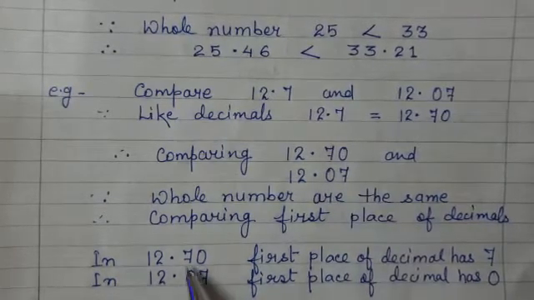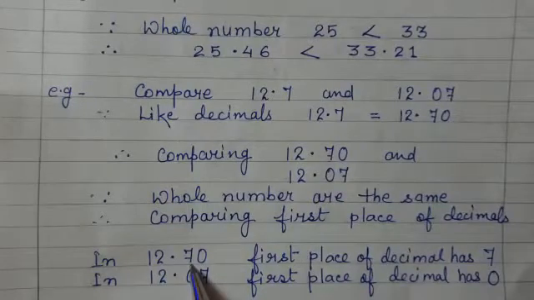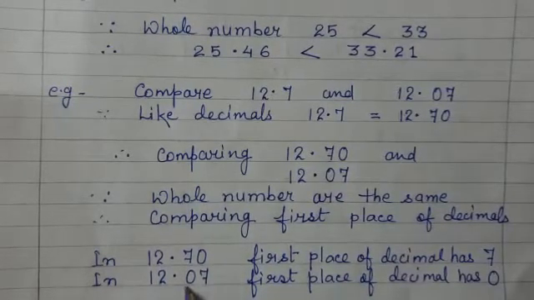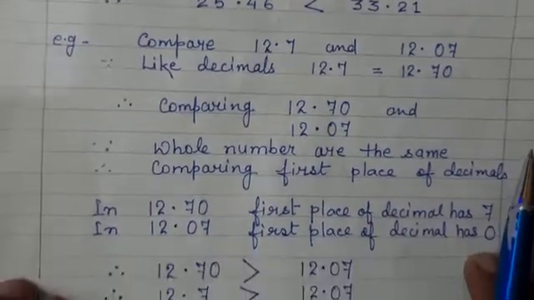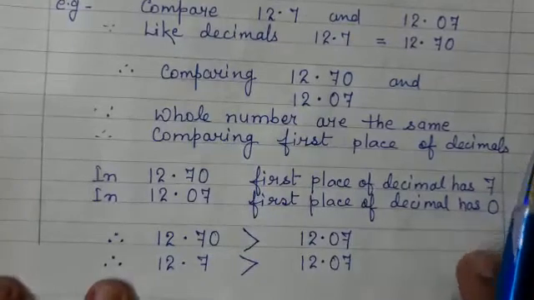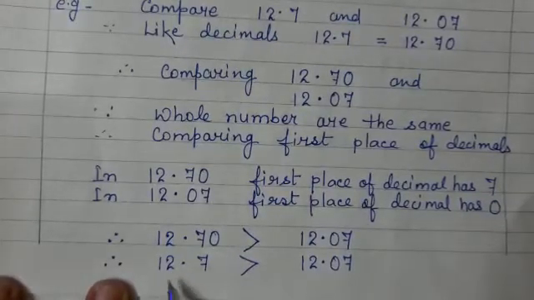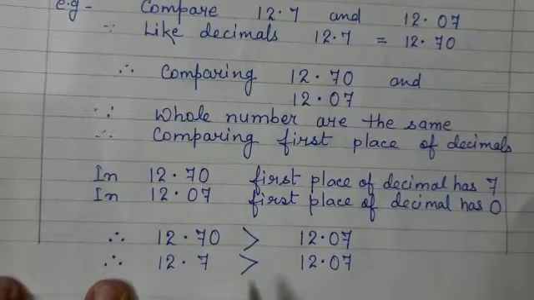Here, in this number, the digit in the first decimal place is 7, and in this number, the digit in the first decimal place is 0. Therefore, we can say that 12.70 is greater than 12.07. Therefore, we can conclude 12.7 is greater than 12.07.